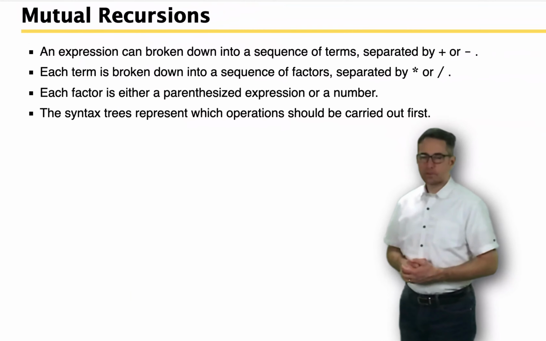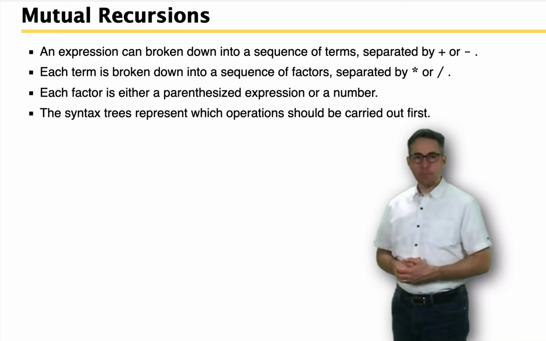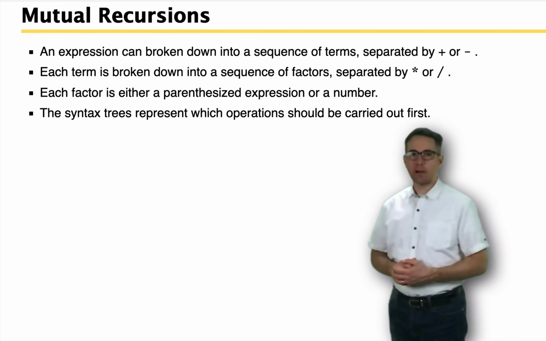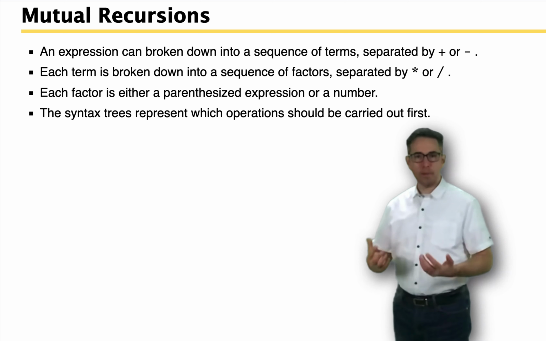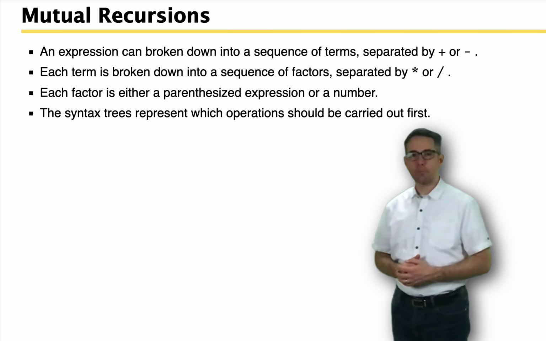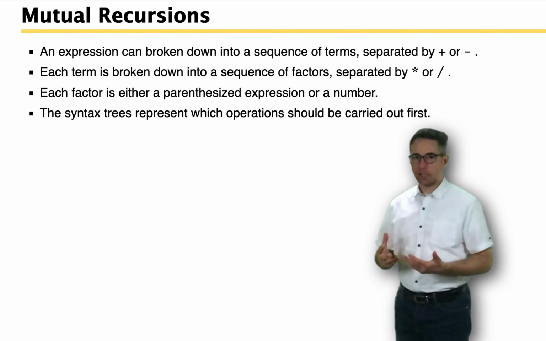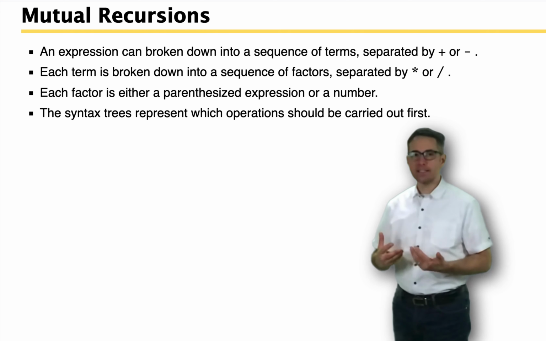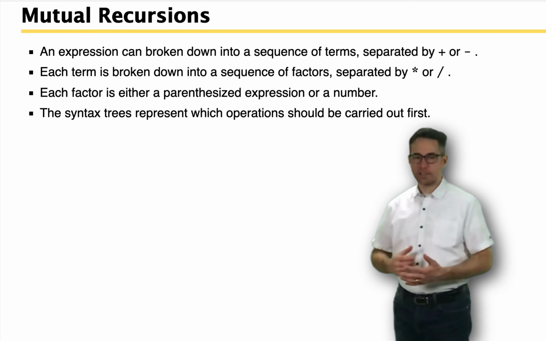Just to reiterate what I said, an expression can be broken down into a sequence of terms separated by a plus or minus. Each term can be broken down into a sequence of factors separated by a times or divided sign. Each factor is either a parenthesized expression or a number. And we can then generate, again, we don't do this in the code, but we can generate a syntax tree that represents the parsing of our particular arithmetic expression. Let's take a look at some of those.